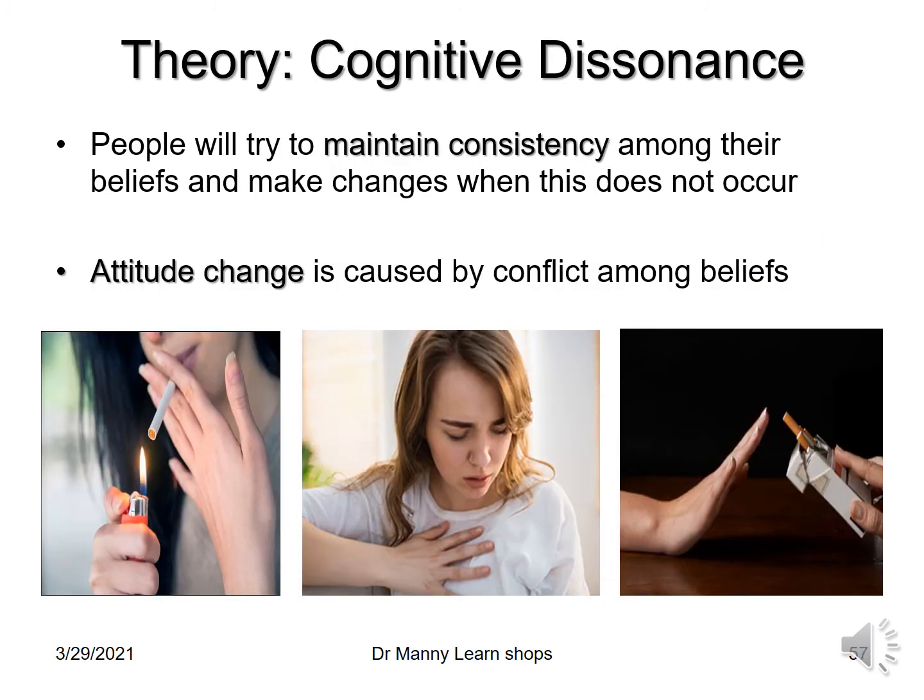Then you've got the theory of cognitive dissonance. And this theory states that people will try to maintain consistency among their beliefs and make changes when it doesn't occur. So, for example, the attitude is changed because of conflict amongst their beliefs. Dissonance is conflict.